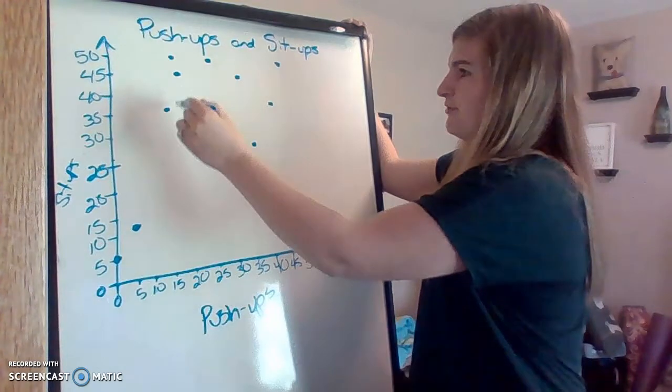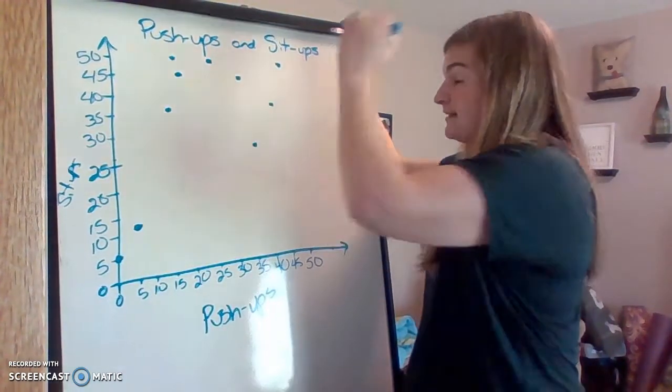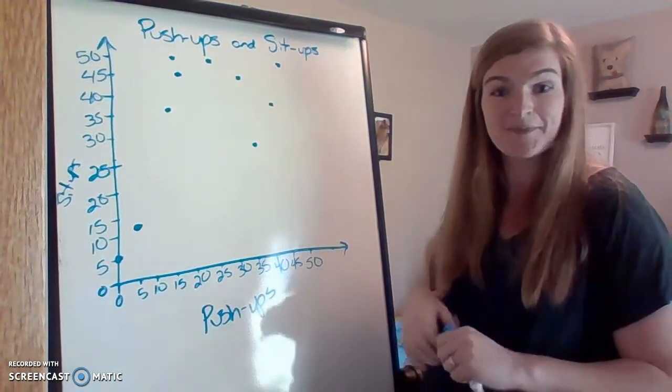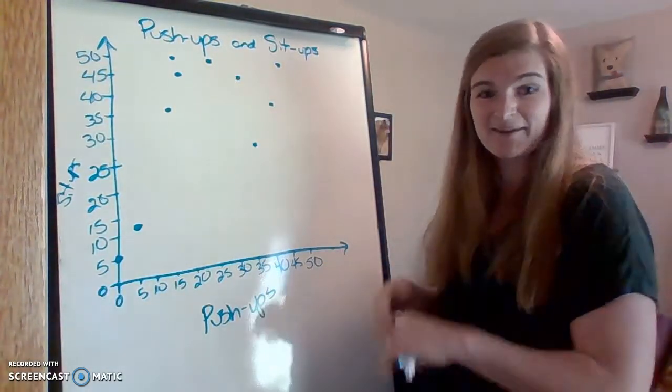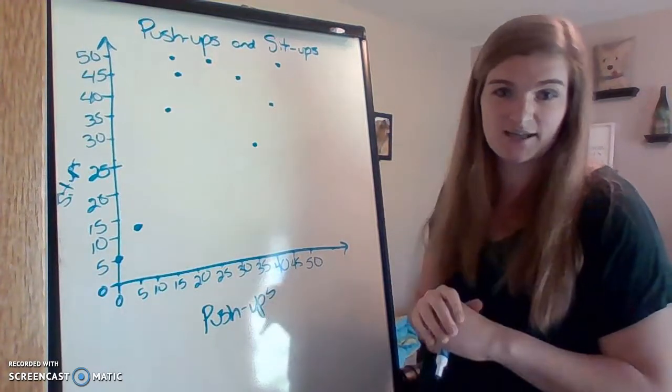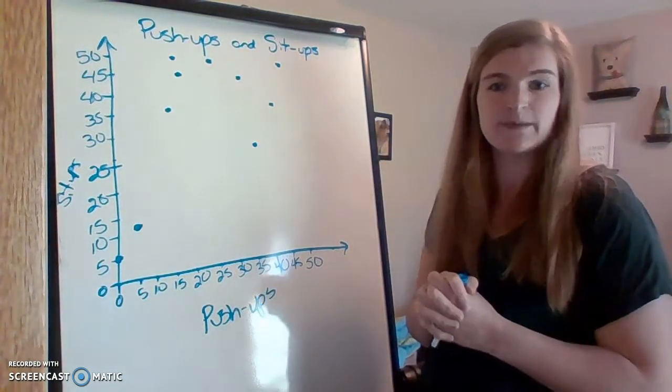Let's see how many. 1, 2, 3, 4, 5, 6, 7, 8, 9, 10. Perfect. Okay, there's my 10 data points. There's my scatter plot. I did it. I'm done. Hooray. So now that my scatter plot is done, let's start talking about some of the key words that are going to be important.